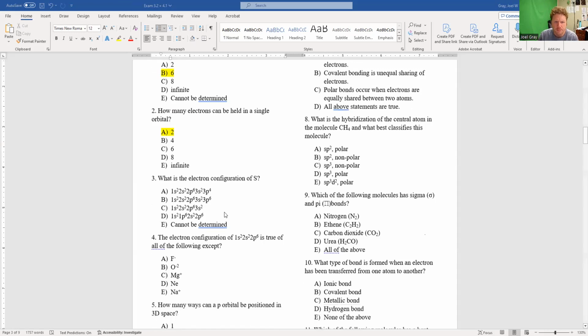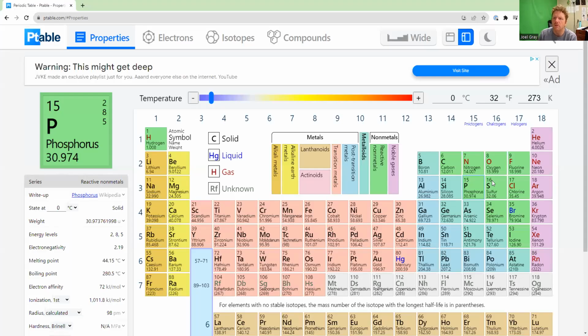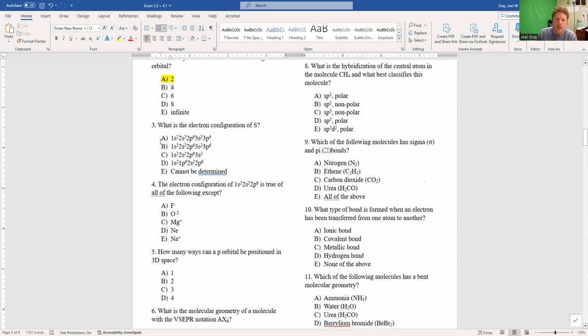Number 3. What is the electron configuration of S, or sulfur? Now, sulfur on the periodic table, if you look at that, you will see that sulfur is, I'm going to share my screen on this one. Here we go. Sulfur has a total of 16 electrons. So you should use that. Sulfur is number 16 there. You can use that as kind of a clue for your potential answer.